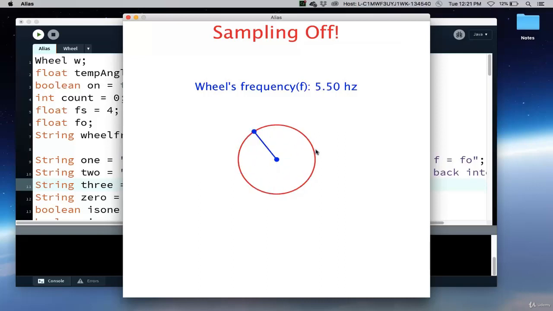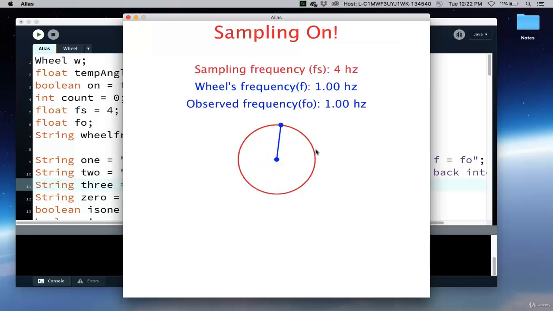Now sampling is basically like turning off the light. Imagine that this is the wheel spinning, and I turn off the light so I don't see the wheel. Sampling is turning the light on every so often, at equal spacing. When we turn on the light, we see the wheel just for a second, and then we turn it off again. If the light is always on, then this is continuous and we see everything. But let's turn sampling on. So now sampling is on.